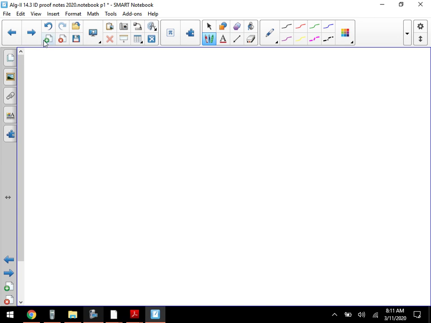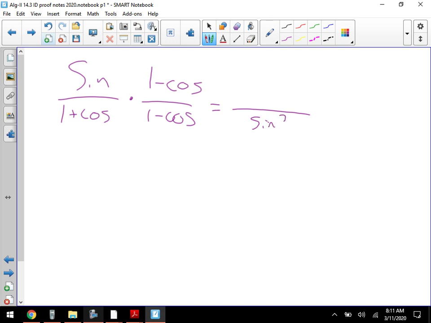Try the other way. The other way I was thinking of trying on this one is, sorry, it's 1 plus cosine. I was trying that way first because I saw reciprocals. If I do a conjugate here, let's see what happens. When you do a conjugate in this case, you get 1 minus cosine squared in the denominator. So that becomes the sine squared. Numerator, you get sine minus sine cosine.